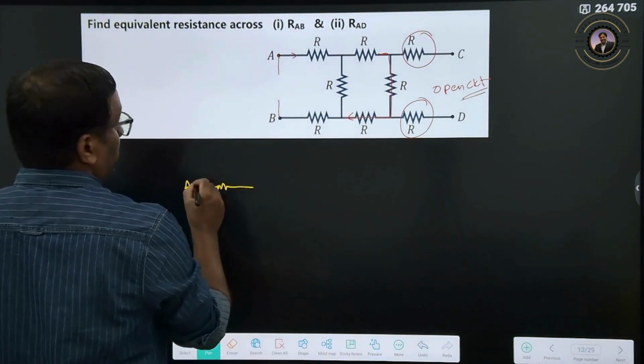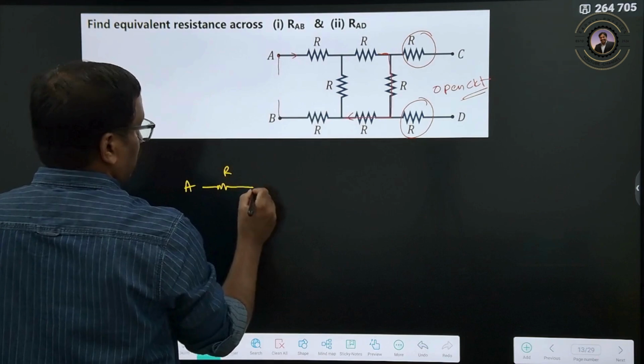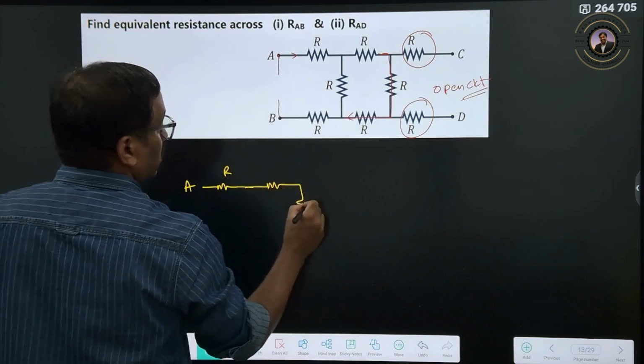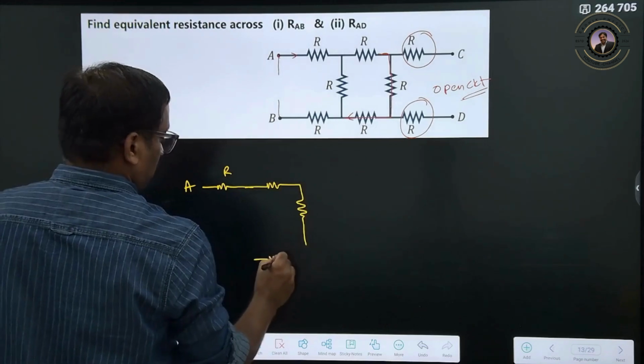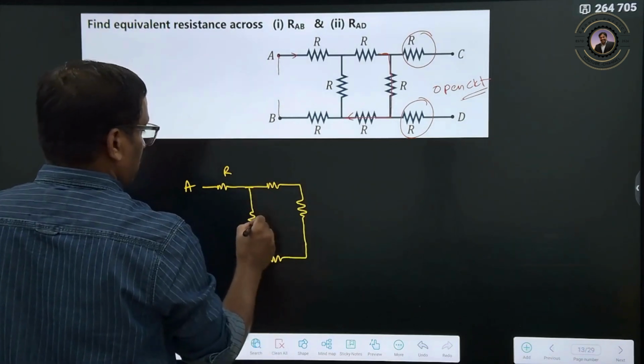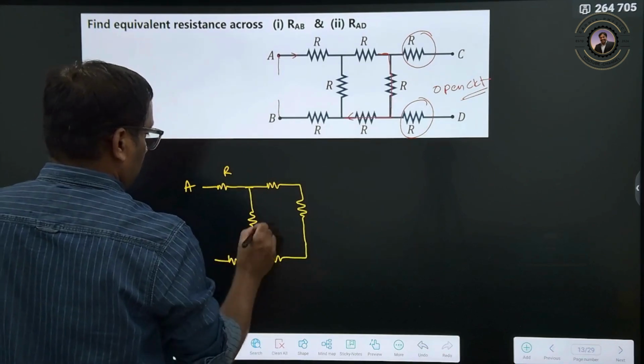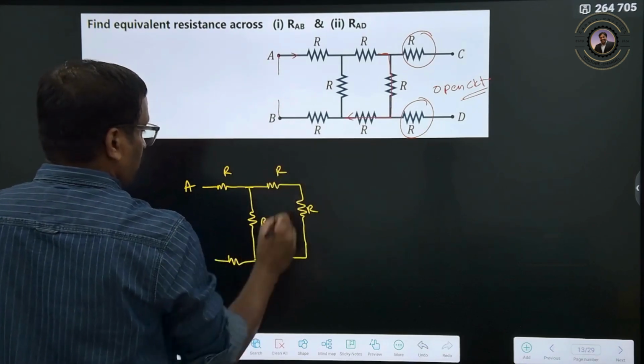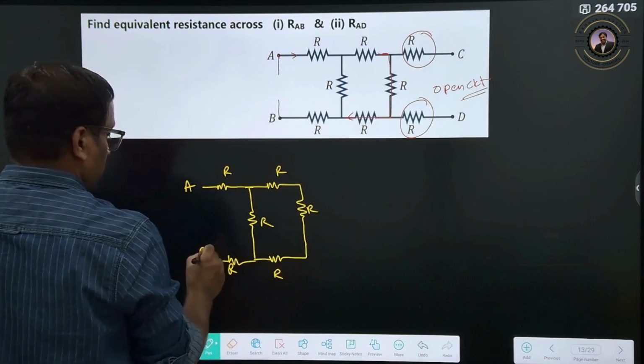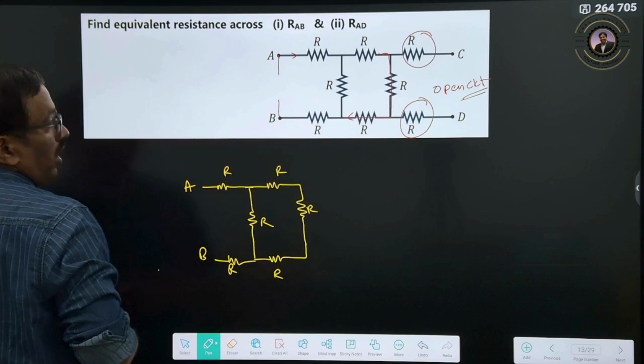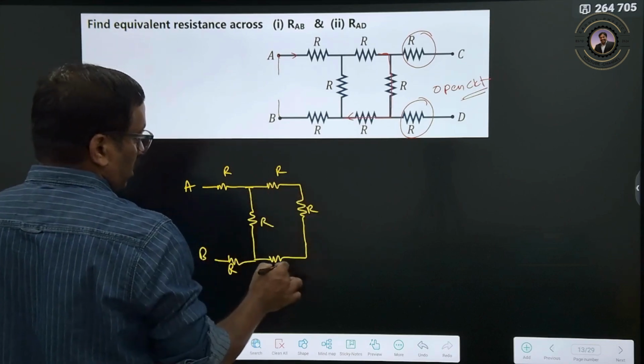So this is A, so I am rewriting now. This is R, this is R, this is R, this is R, R, R, R, R, this is B. Clear? So therefore here we are reconnecting now, these are the three.